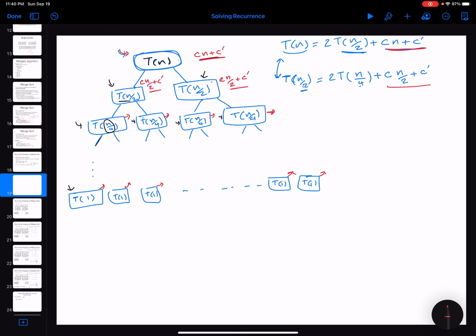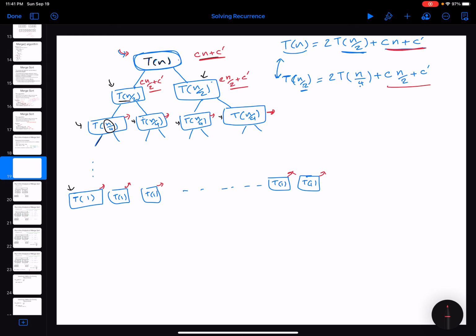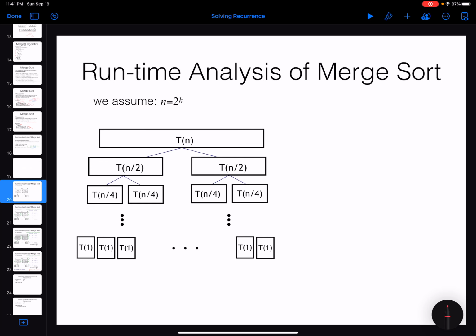So let me now show you a cleaner picture here. This is showing you the full binary tree, the tree of all those function calls. Let's just call it a recurrence tree, as your textbook calls it. And don't forget, each of these boxes is in fact just representing a function call, T of something.